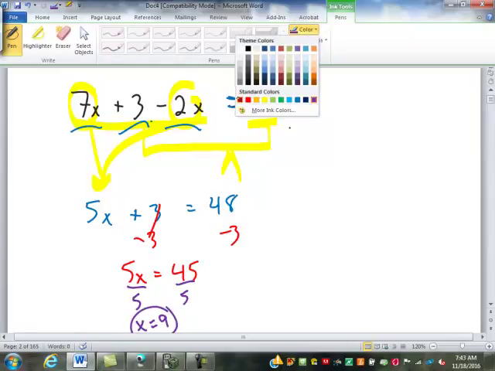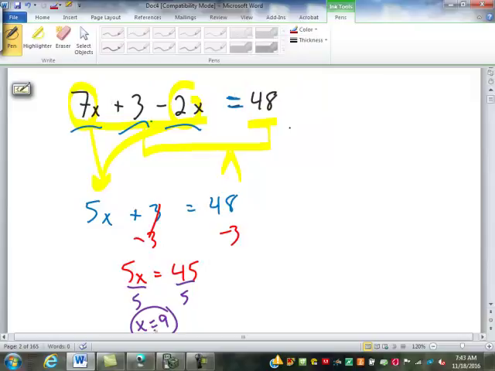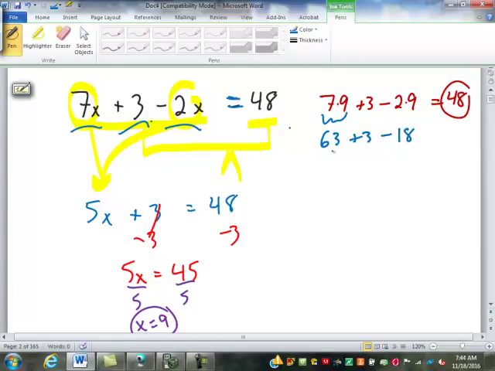Again, I could go back up here and I could replace x with 9 this time. 7x becomes 7 times 9. Plus 3 minus 2x becomes 2 times 9. We have to check to see if that comes out to 48. Well, 7 times 9 is 63. Plus 3 minus 2 times 9 is 18. 63 plus 3 is 66. Minus 18 is 48. So I do get the same value on both sides.